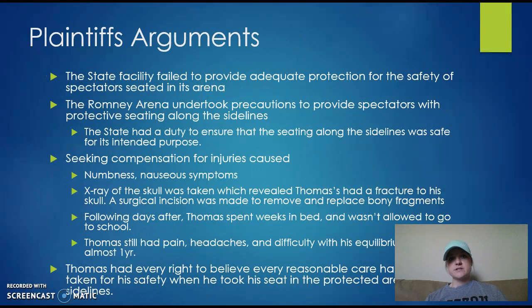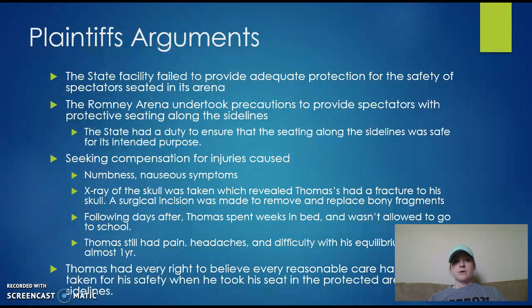So the plaintiffs' argument in this case was that the state facility failed to provide adequate protection for the safety of spectators seated in its arena. So, whether Thomas was sitting at the south goal where his original seats were, or in the bleachers, Thomas and his father felt that the state facility failed to provide protection for Thomas's safety.